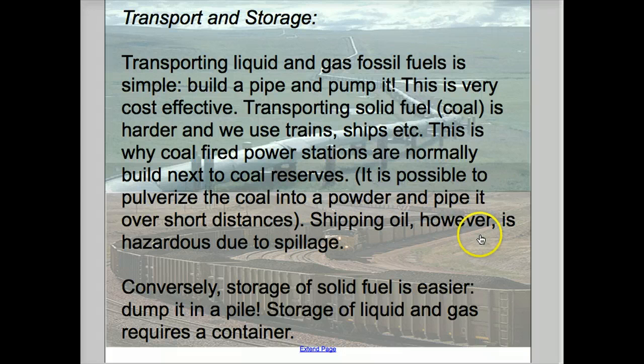Shipping oil, though, is hazardous. When you get spillages, that's pretty bad. Shipping natural gas is possible if pipes are not possible because of the increased distance. Storage of solid fuel is easier, however. You can just dump it in a big pile, whereas storage of liquid and gas requires big containers. So there are advantages and disadvantages of either in terms of storage.